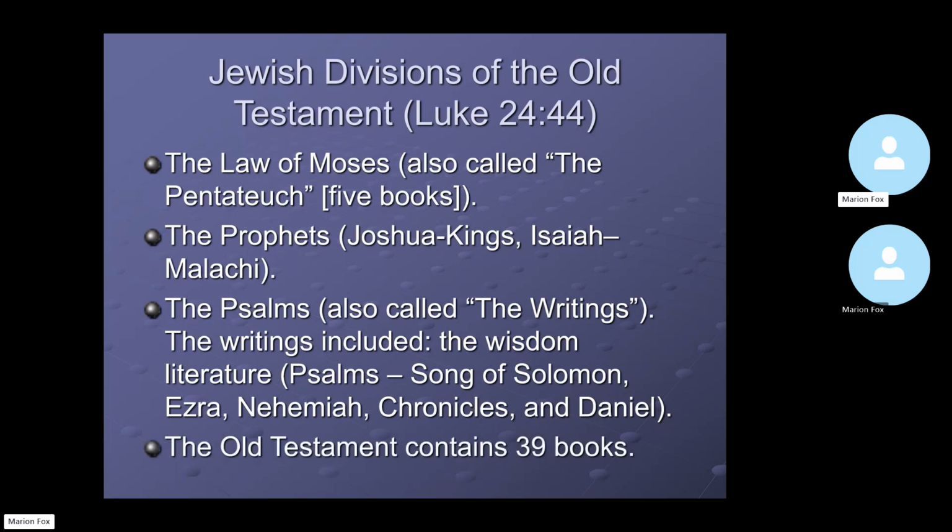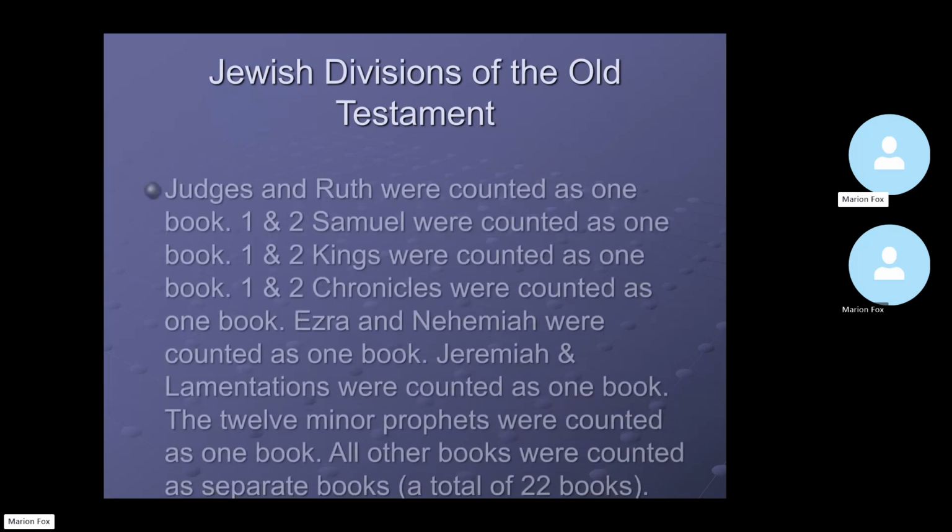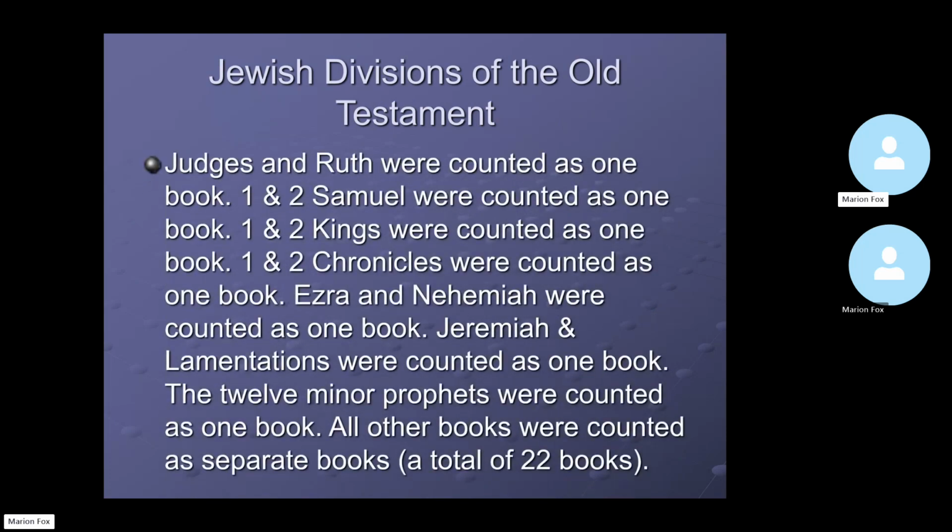The Old Testament contained 39 books, of course, and the Jews divided them up into 22 books. They put them on scrolls, and they had 22 letters in their alphabet. There are 22 letters in the Hebrew alphabet.